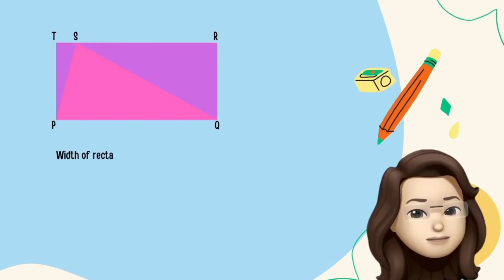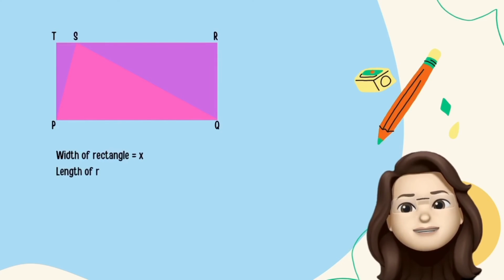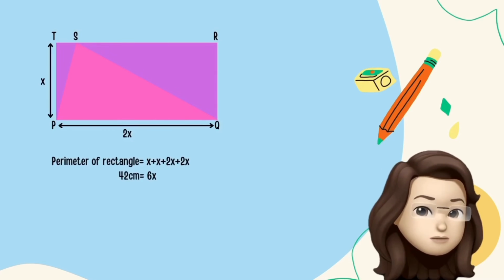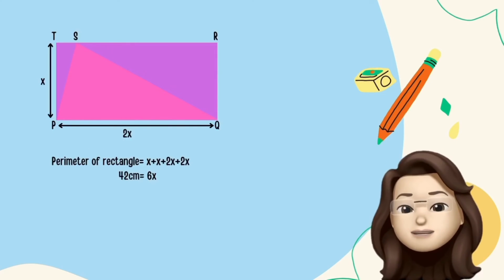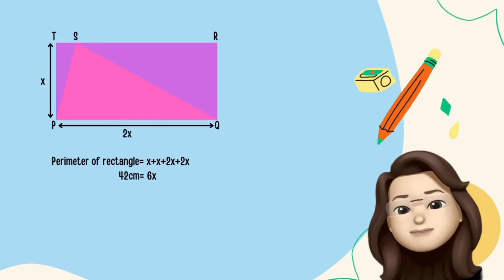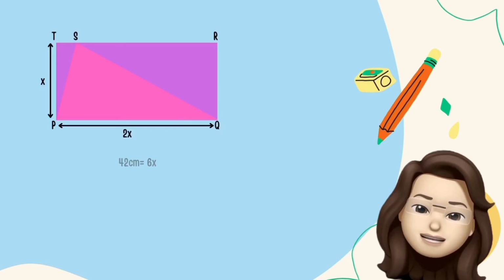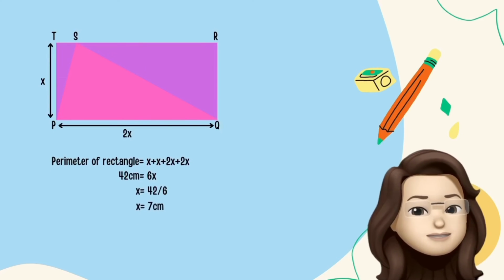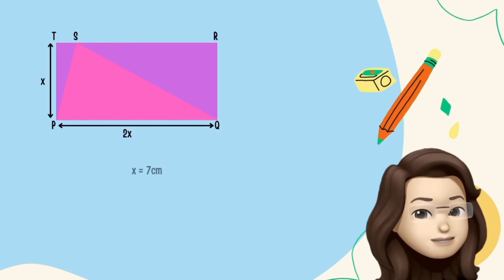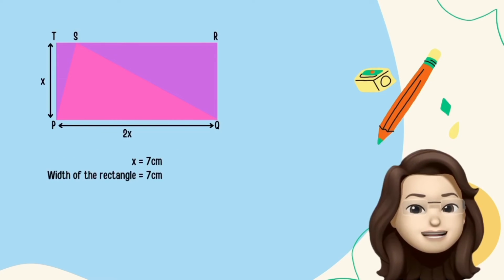So let the width of the rectangle be x, so the length of the rectangle will be 2x. The formula of perimeter is the summation of length and width. So x plus 2x plus x plus 2x equal to 6x. 6x will be equal to 42 cm. So 42 cm will be divided by 6. We will get x equal to 7. As x equals 7, the width of the rectangle is 7 cm.